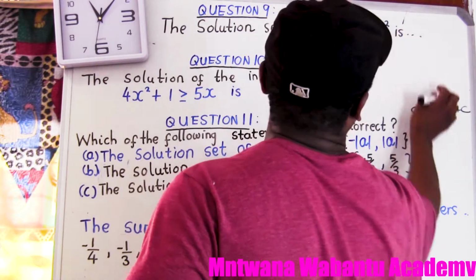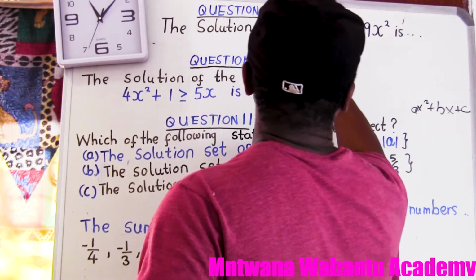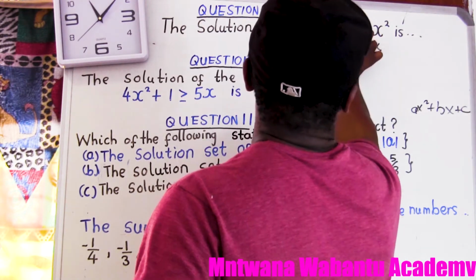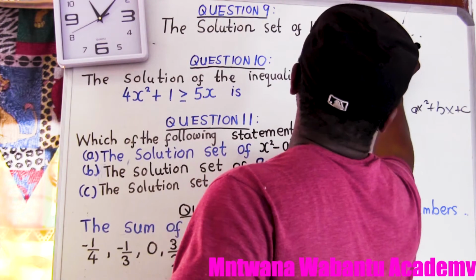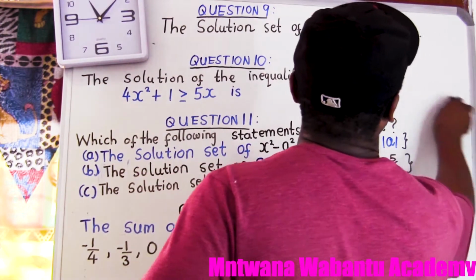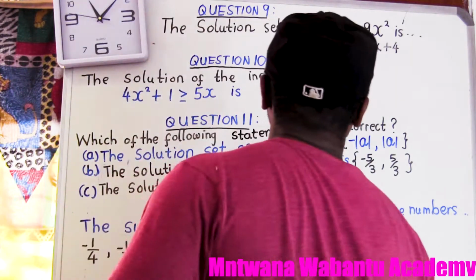This is going to come after because I have x squared plus bx. This positive, when it goes over, is going to become negative, so it's going to be negative 15x. And this negative, when it goes over the equal sign, is going to become positive 4. Okay? Next step, let's factorize this.